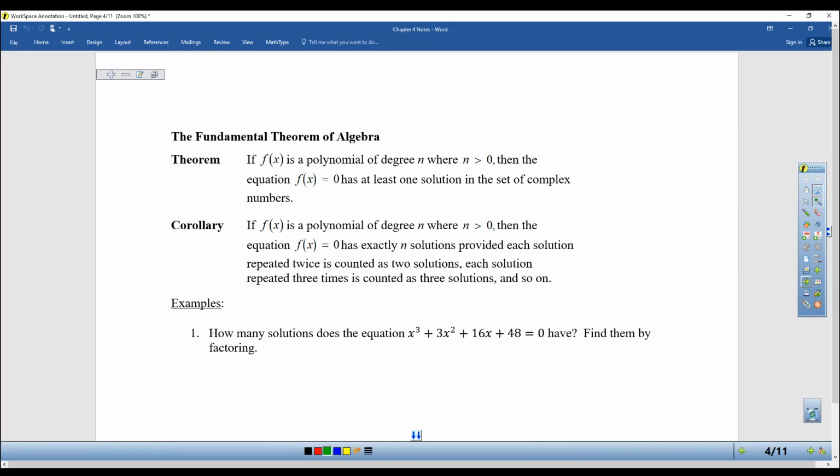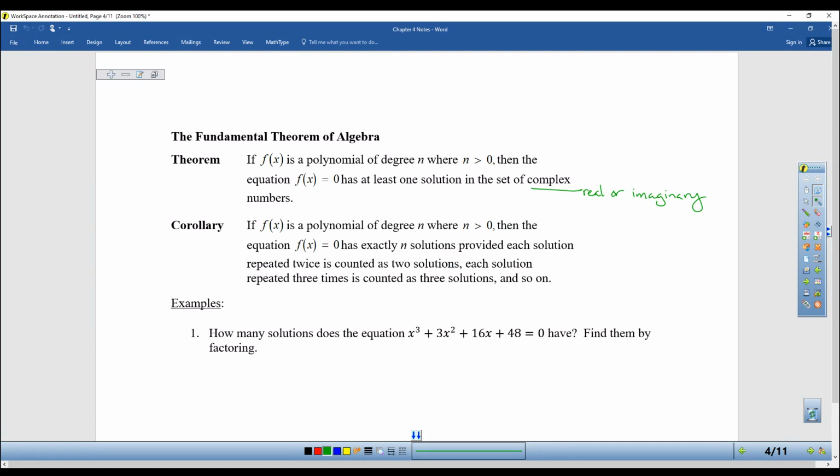Okay, so moving on, the Fundamental Theorem of Algebra says that if f of x is a polynomial of degree n, so it's going to change to squared or cubed or quartic, as long as n is greater than 0, this doesn't work if it's a negative number, then the equation f of x is equal to 0 has at least one solution in the set of complex, that means real or imaginary, numbers. And if f of x, this is a corollary, is a polynomial of degree n where n is greater than 0, then the equation f of x has exactly n solutions.